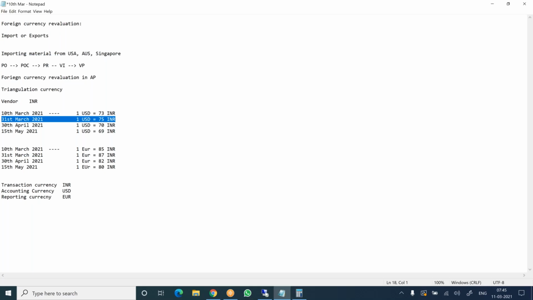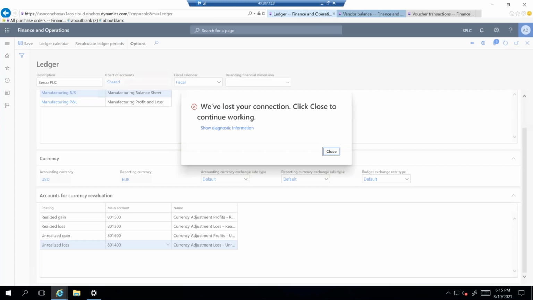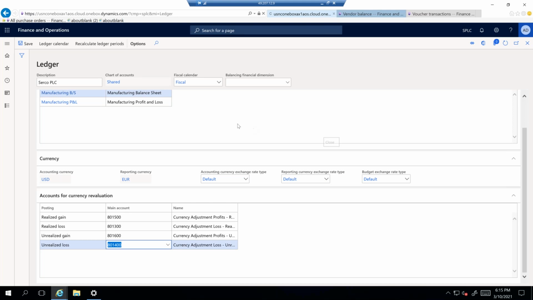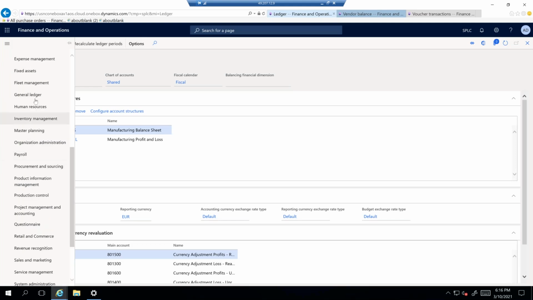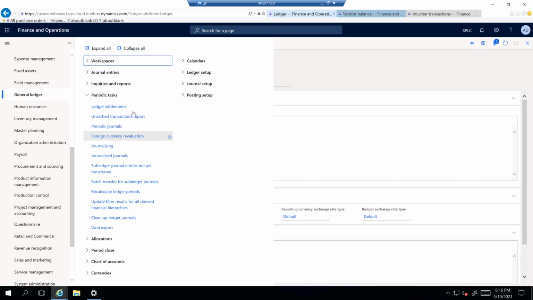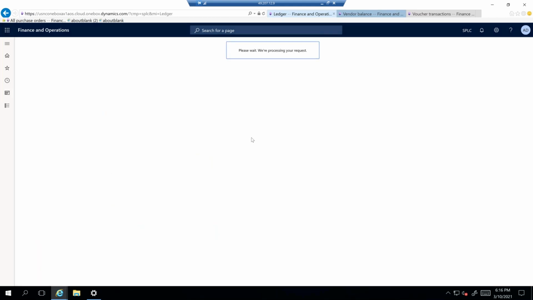Why was it 50? Okay, the reason behind it, let me verify. This is 0.10 we have mapped. So in the general ledger parameters, we have mapped rounding figure 0.10. I think general ledger parameters, ledger setup parameters. It was mapped 0.10.